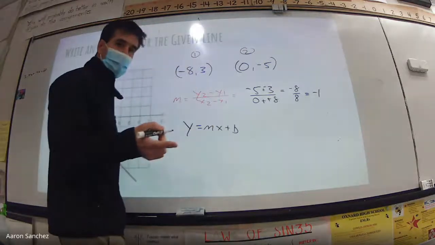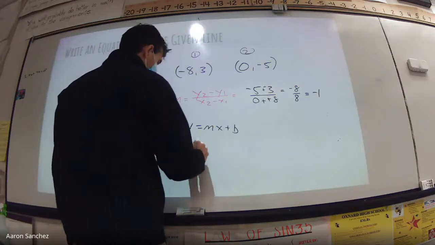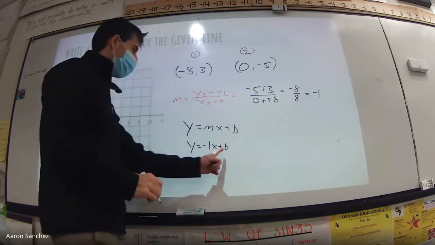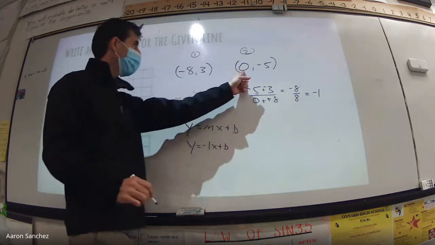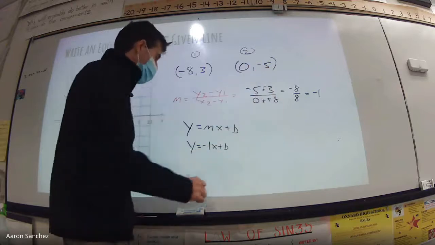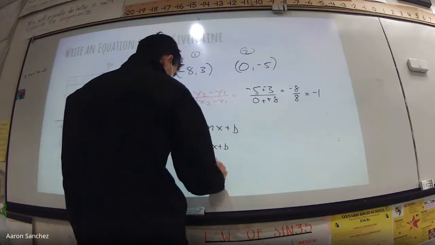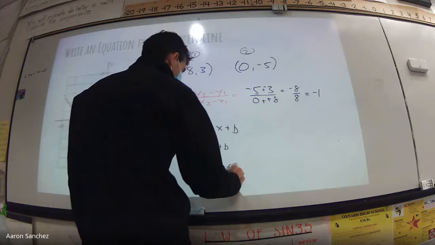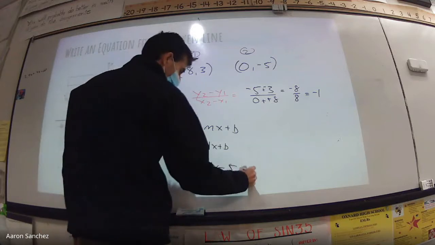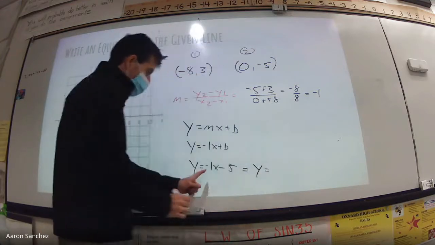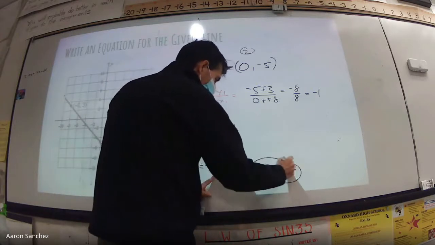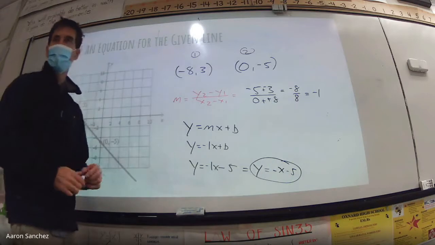Now watch, everyone. The slope by equation is y equals -1x plus b. Now remember, if I have a 0 here, that is my b, which is -5. So my equation is y equals -1x minus 5, instead of plus minus 5. And that's your equation. But ultimately, we could write it like this: y equals, instead of -1x, we write -x minus 5. That's all you got to do.